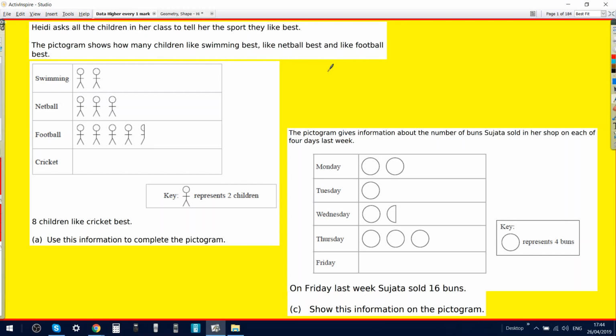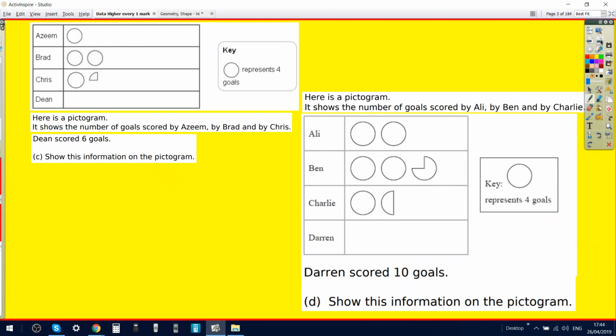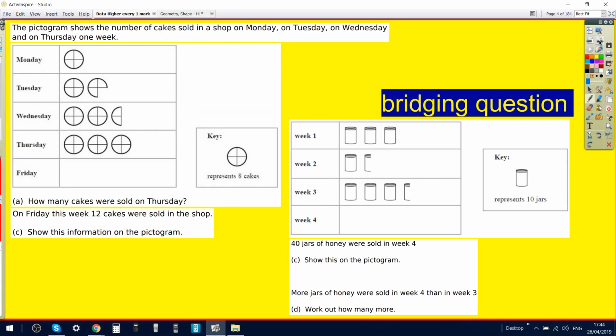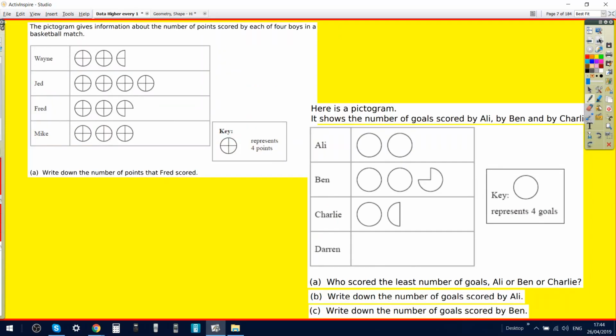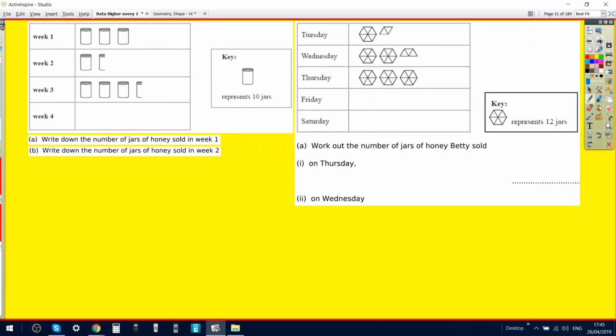So 1 mark data. Let's do something that's worth doing. So how about this one on the right? So you just draw 4 jars. Yeah. And part D, the last one. 5 more jars. So let's see, 4 then week 3. Yeah, 5. Fine. I'm happy for all these. So it's a very common question, but it's easy.